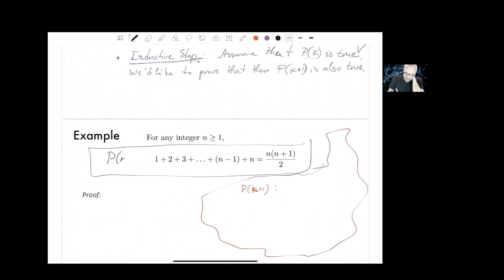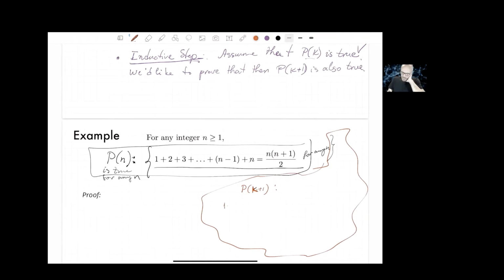This is P(n). So in terms of n, here's my n. P(n) is the whole thing: this equality holds for any n. That's P(n). So for any n, P(n) is true. This equality is true for any n. So what is this equality when I have k+1?